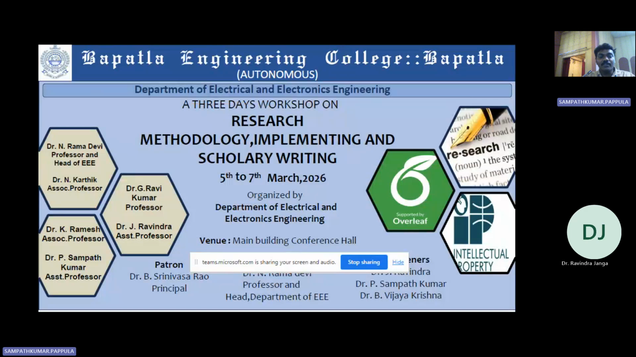Dr. P. Sampath Kumar sir has vast experience in academics as well as industry, and completed his PhD at Day2, Kakinada. He has various administrative experience. At present, he is acting as the controller of examinations for our college. He has a large number of patents, IEEE journal and other journal publications, and also IEEE conferences. So he is very active in research, in publication and in patent filing.